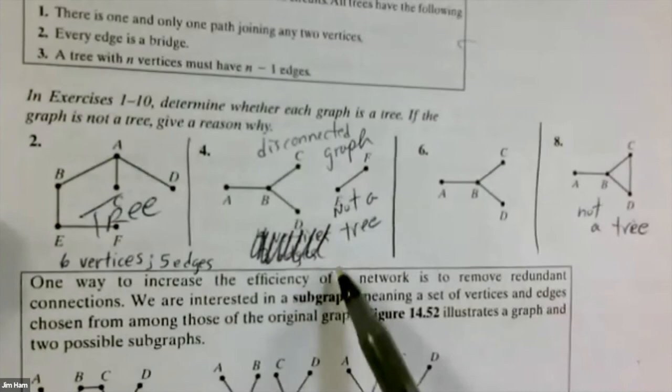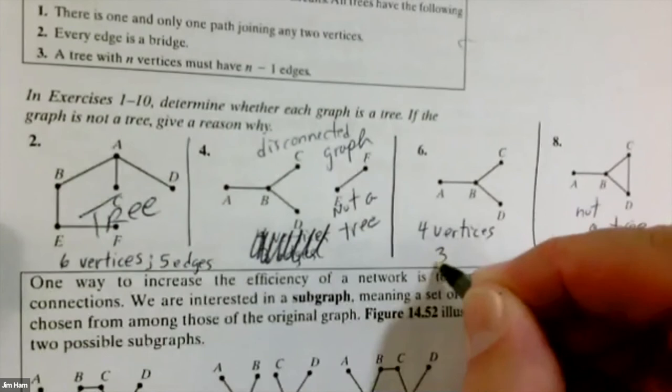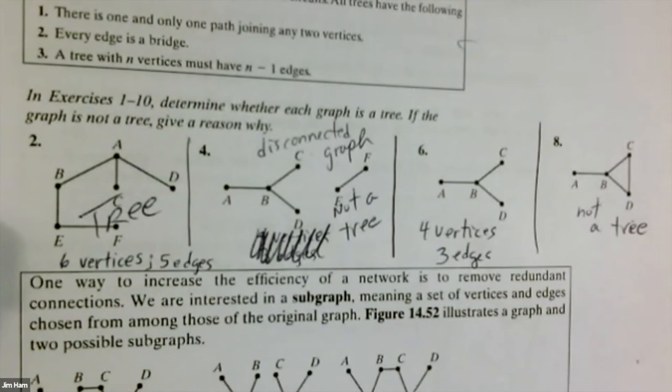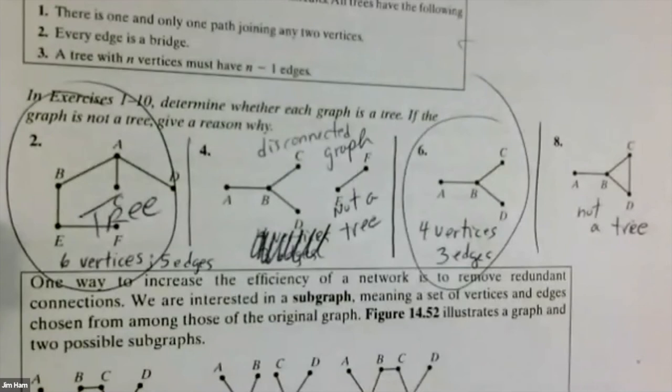All right, so this is the one I wanted to do. This one has 4 vertices and 3 edges. Every edge is a bridge. You remove it, you create a disconnected graph. And there's only one path connecting one vertex to any other vertex. So in this group, we've got number 2 and number 6. Those are trees, and the other two are not. This one because it's not connected, this one because it has a circuit.